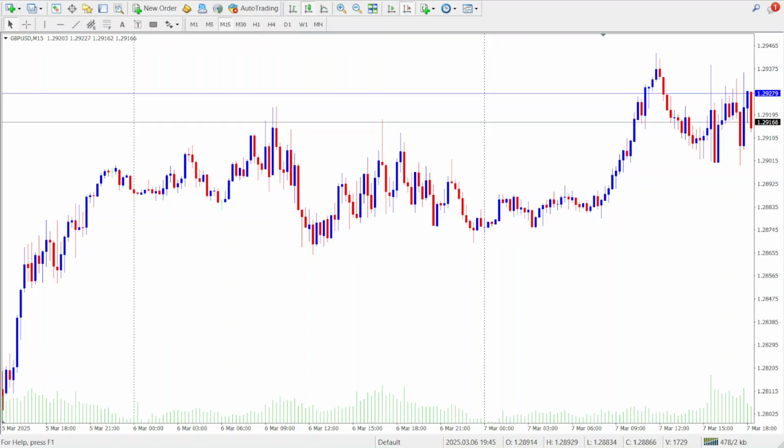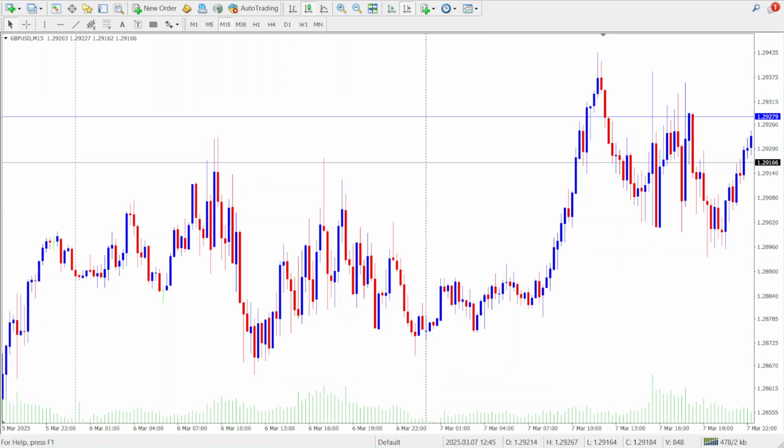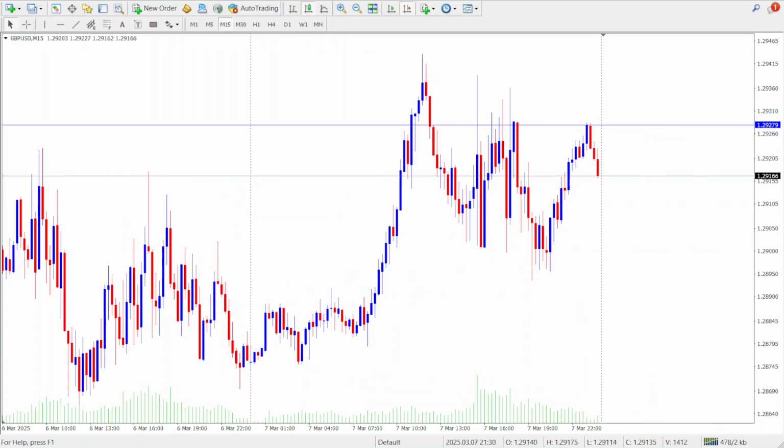So let us get started. First of all, let us talk about what exactly a line break chart is. A line break chart is a type of chart that focuses on price movement while filtering out market noise. Unlike the traditional candlestick charts, which can often show random fluctuations, the line break charts only display new lines when the price moves a certain amount beyond the previous one.